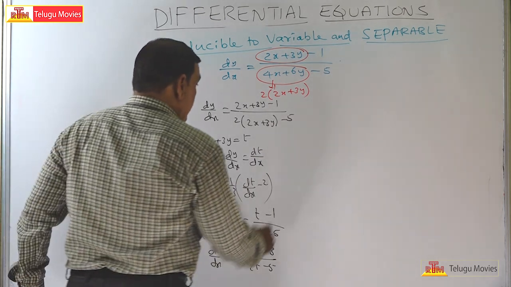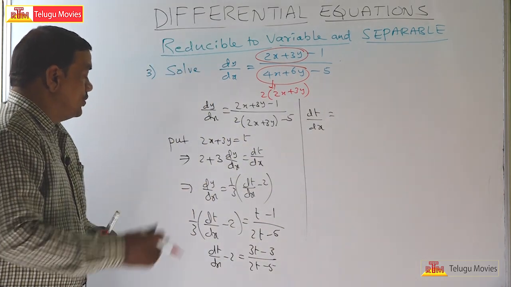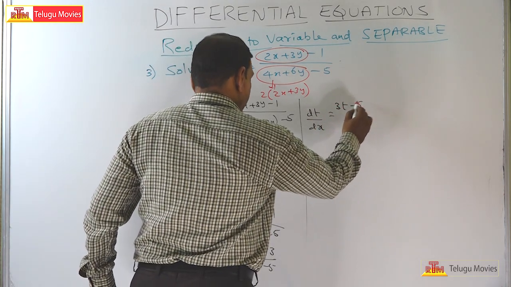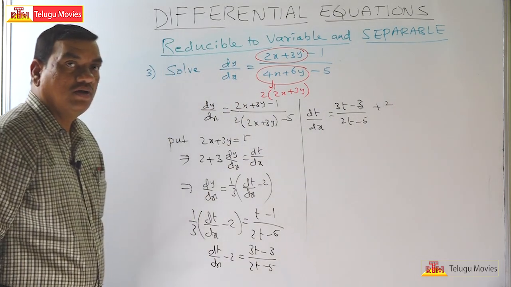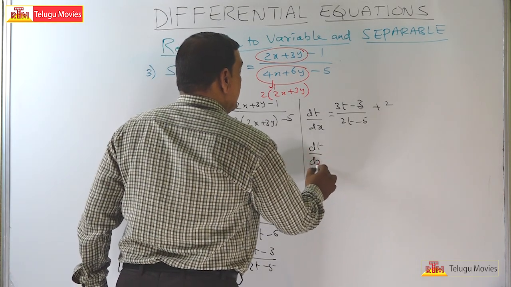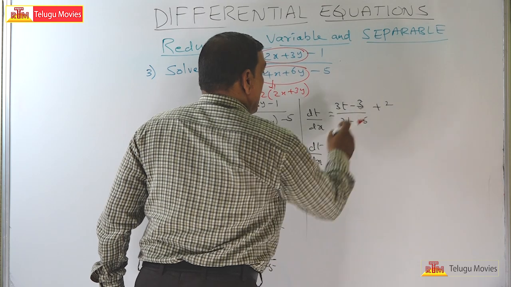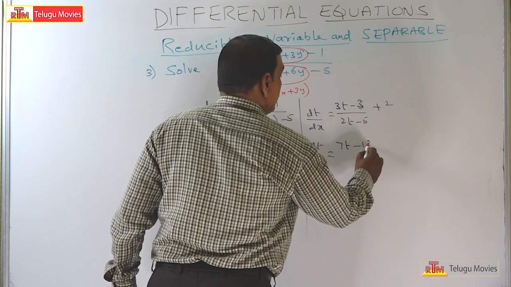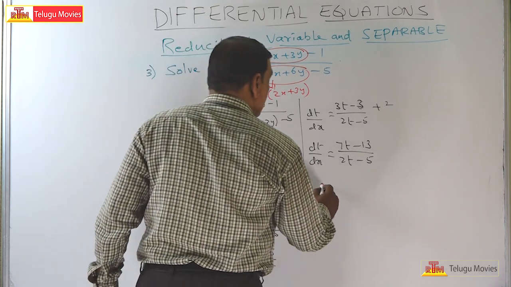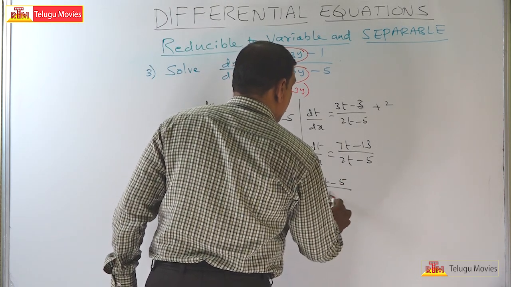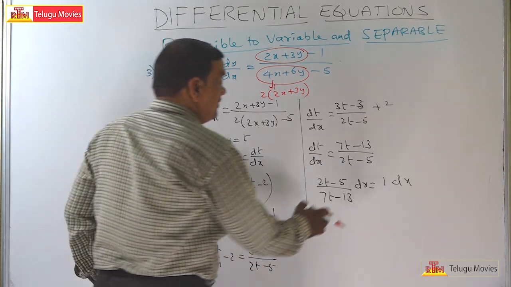Okay, now your dt by dx. So dt by dx is equal to (3t minus 3) upon (2t minus 5) plus 2. Okay, so next step, dt by dx is equal to, this is 4t plus 3t, 7t, minus 10 minus 3, minus 13, by (2t minus 5). Understand this? So this can be written as (2t minus 5) by (7t minus 13) dt is equal to 1 dx.